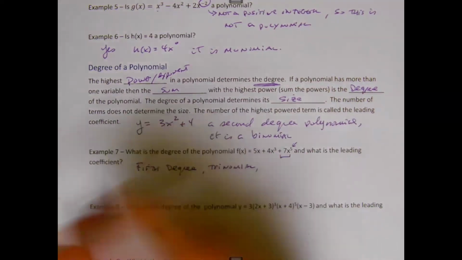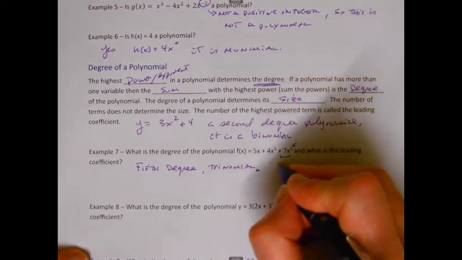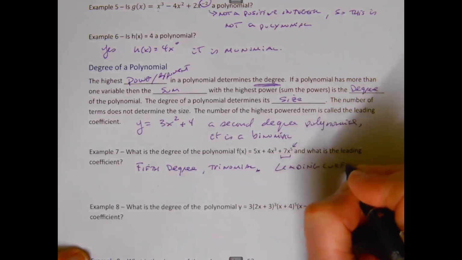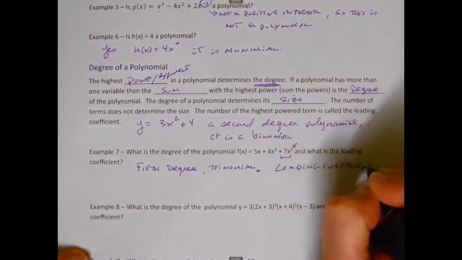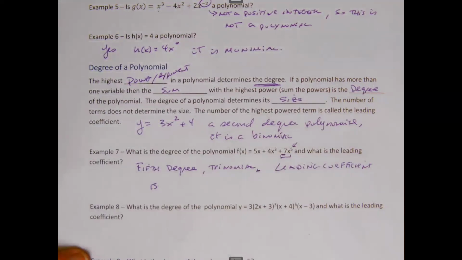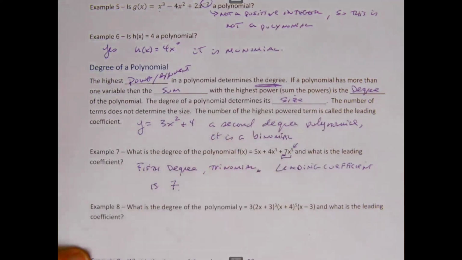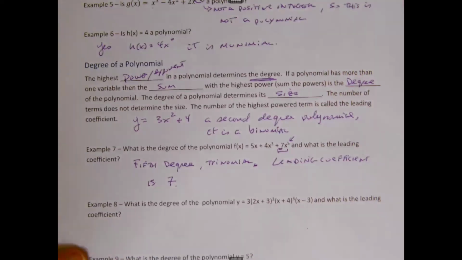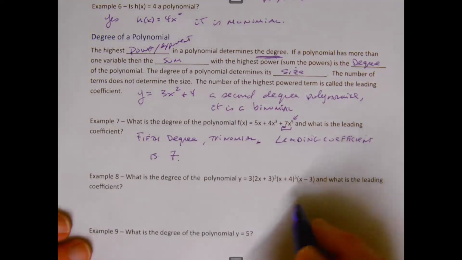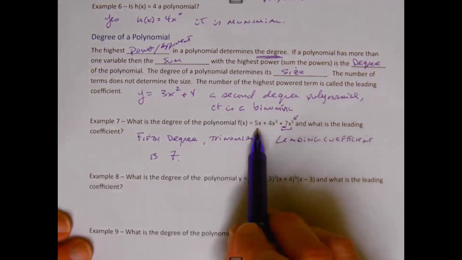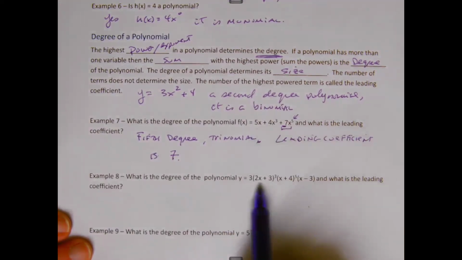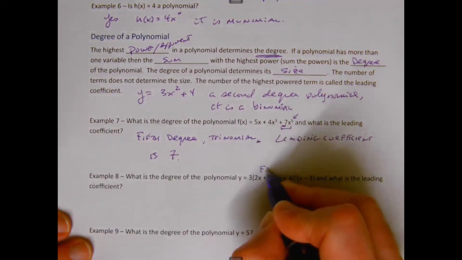Now, what is the leading coefficient? The leading coefficient is the number in front of that variable, which is 7. 7 is the leading coefficient. What is the degree of the polynomial in this case? And what's the leading coefficient? So what's the difference between this form and this form? Well, here it's been multiplied out. So right now this is in factored form.